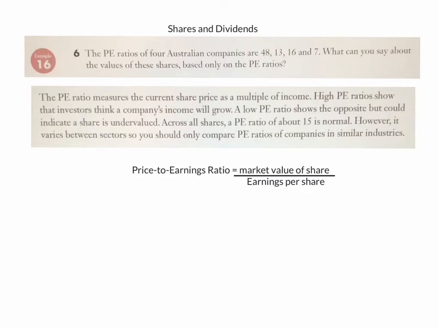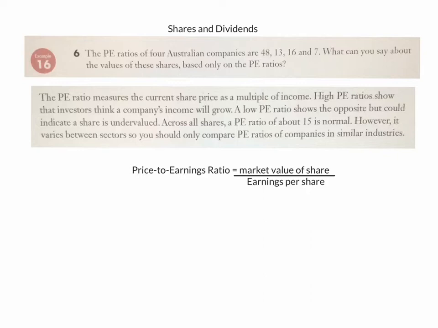Okay, so I'm going to go over number 6 in shares and dividends. This is exercise 4.06, and a lot of you struggled with understanding number 6 and the PE ratio, price to earnings ratio. So the price to earnings ratio measures the current share price as a multiple of income. So the higher the PE, the more confidence investors have that the company's shares will grow. The lower the PE, the less confidence that investors have in the company's growth. So basically, the higher the number, the better.